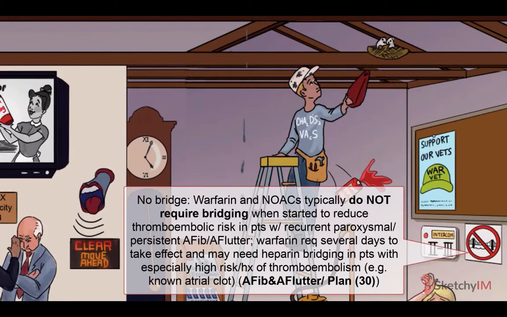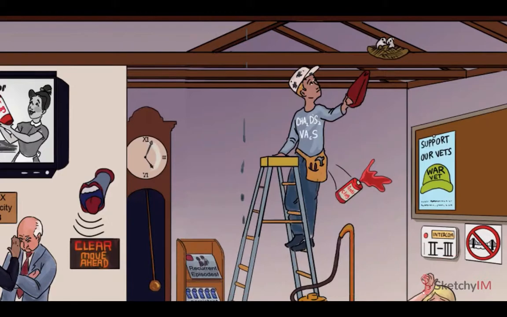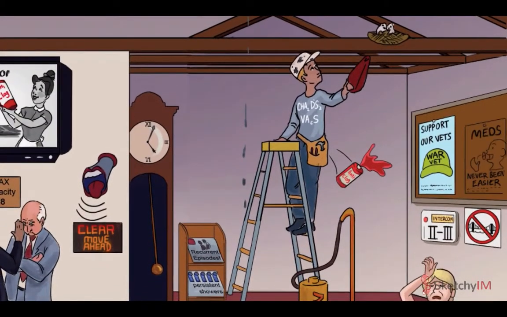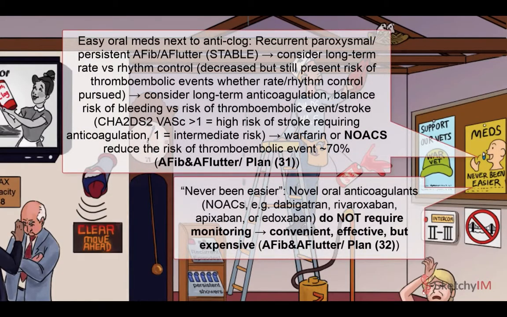In patients who are higher risk of thromboembolism, for example, if they have a history of thromboembolism or a known atrial thrombus, bridging with heparin is needed. Other options for long term anticoagulation include the newer direct thrombin inhibitors or factor Xa inhibitors. These are commonly grouped together as NOACs or novel oral anticoagulants. The upside to these medications is that they act much quicker and also do not require bridging therapy.